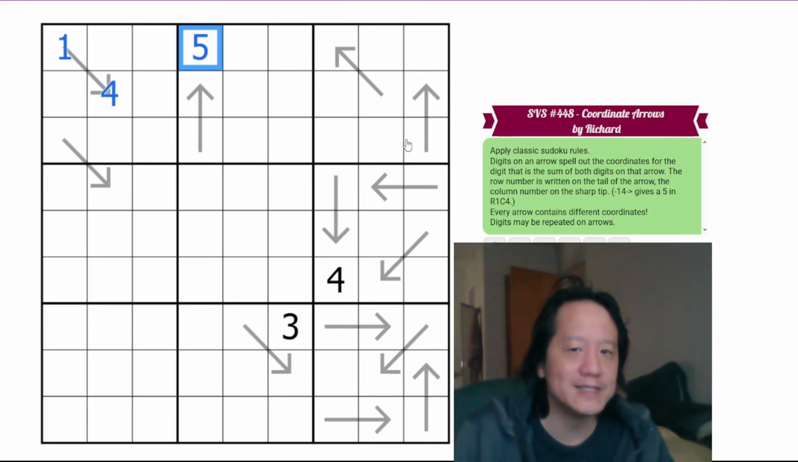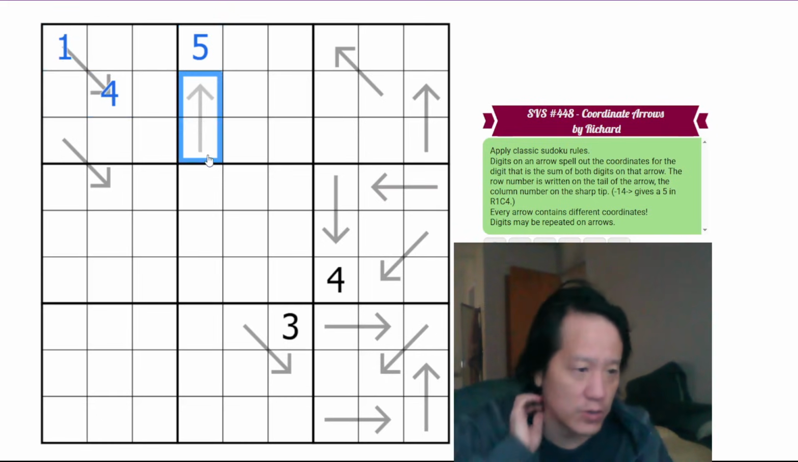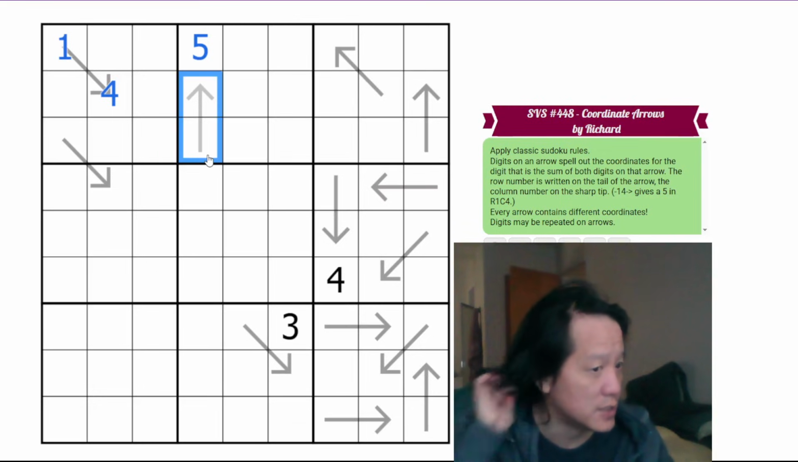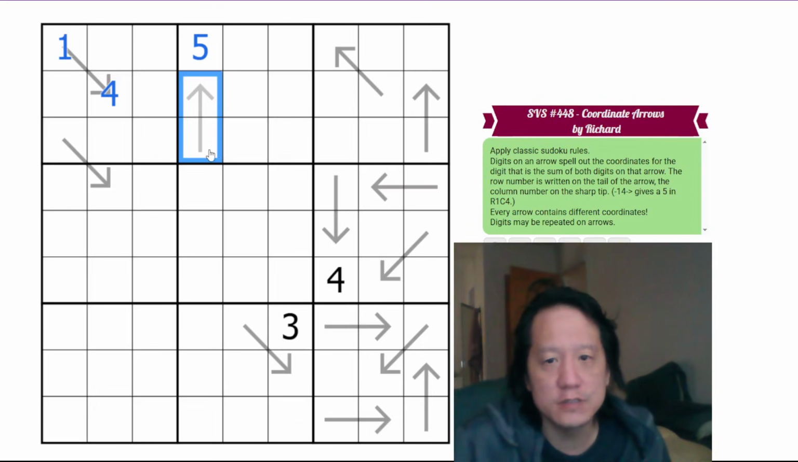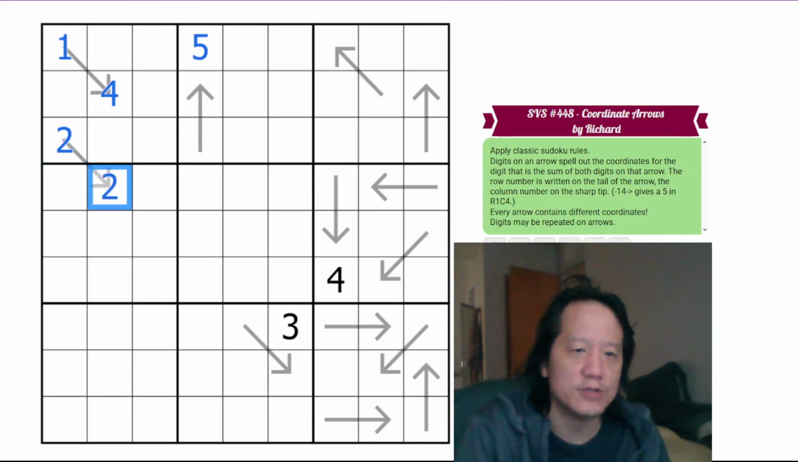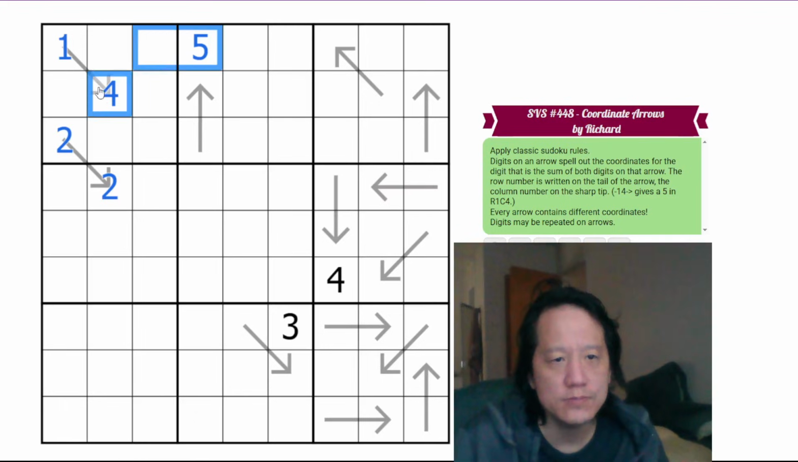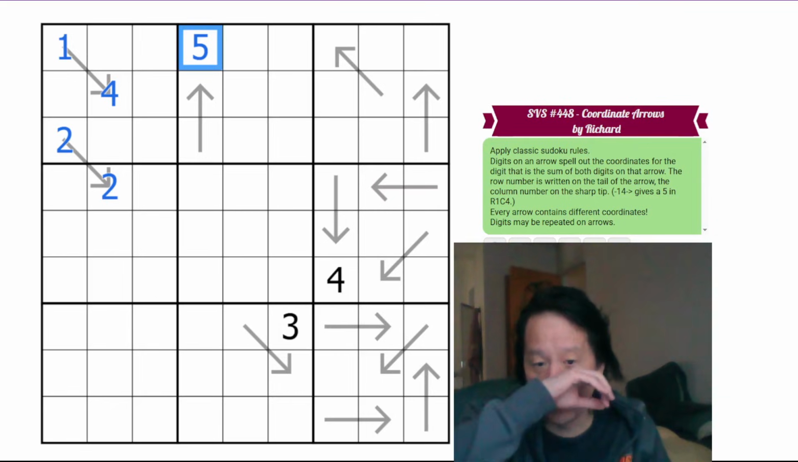Every arrow contains different coordinates. So that means you cannot have two arrows pointing to the same coordinate. And digits may be repeated on arrows. So you could have something like 2 and 2, which says row 2, column 2 has to have a 4, which is satisfied by that. Anyways, those are all the rules.